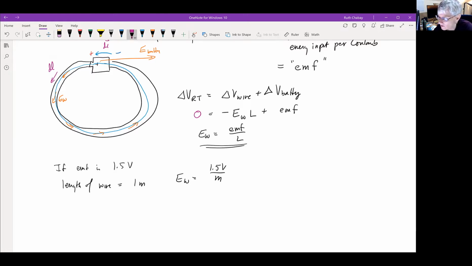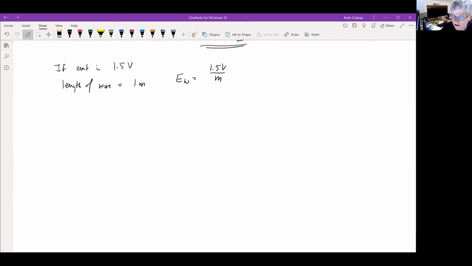Again, this is sometimes called a loop rule when we're talking about circuits, but it isn't specific to circuits, of course. It's always true for fields made by charges, and it applies to any circuit. So if we had a circuit where we had a wire coming out here, say, and then it was connected to two different wires, one that went that way and a different wire that went that way.